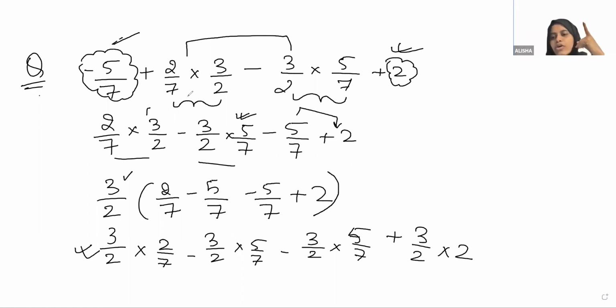I will take common only in the case if it is present to be common in the original question. Since 3 by 2 is just present with 2 by 7 and minus 3 by 2, so I will take only 2 by 7 and minus 5 by 7 in the bracket, else I will not take into the bracket.